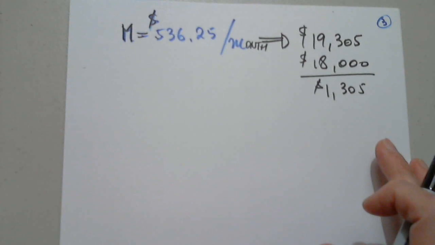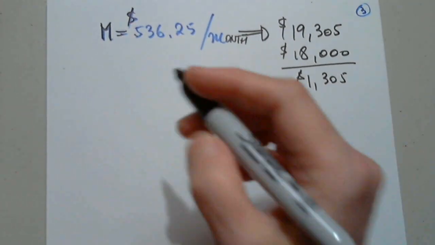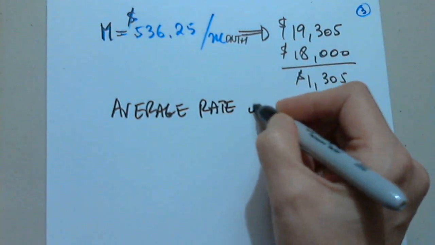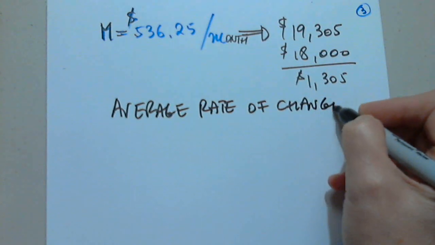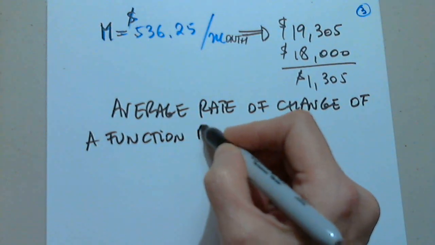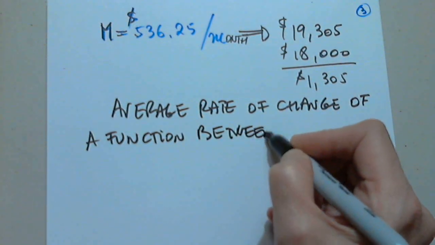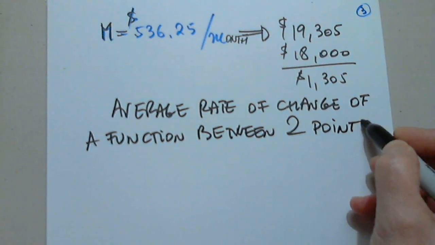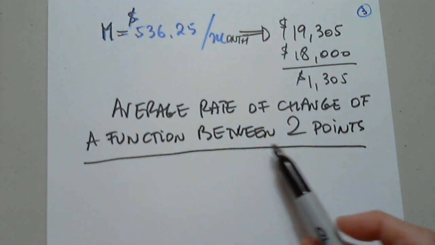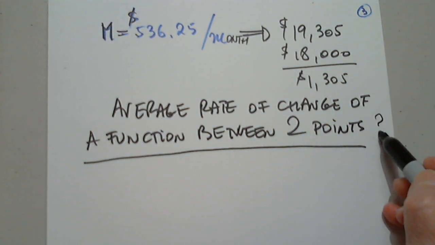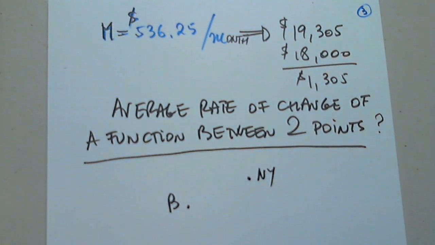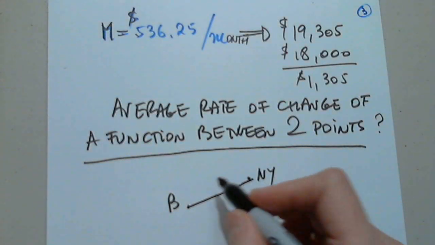So when we determine the average rate of change of a function between 2 points, it's a mouthful, right? Average rate of change of a function between 2 points. What is this? Here's an example. I start in Baltimore and I want to go to New York. And let's say the distance is 200 miles.